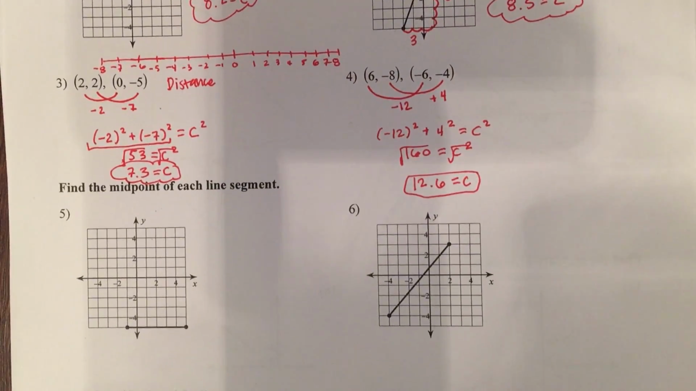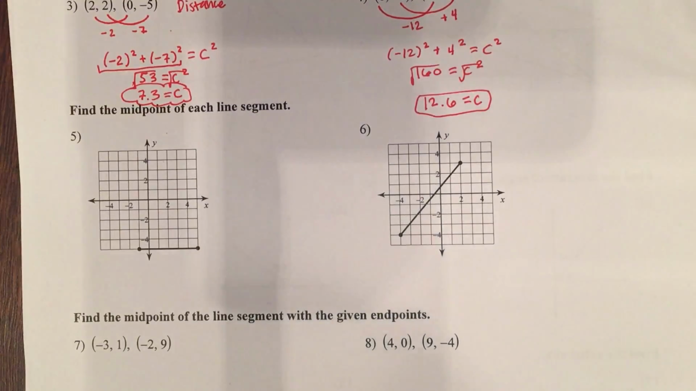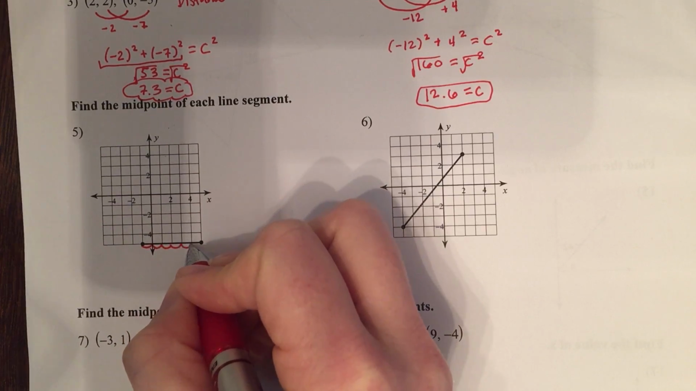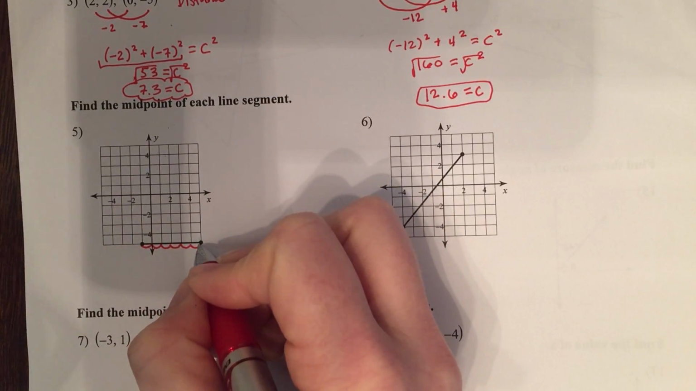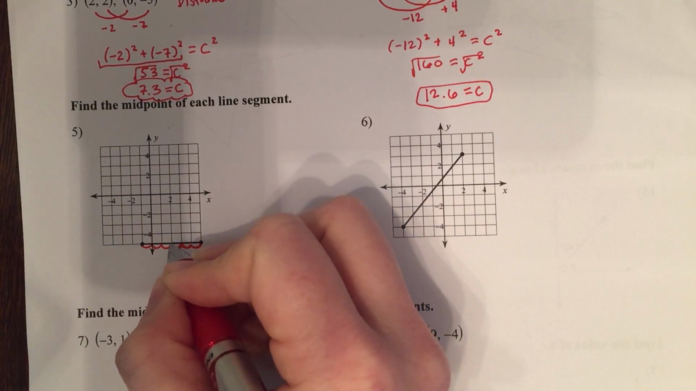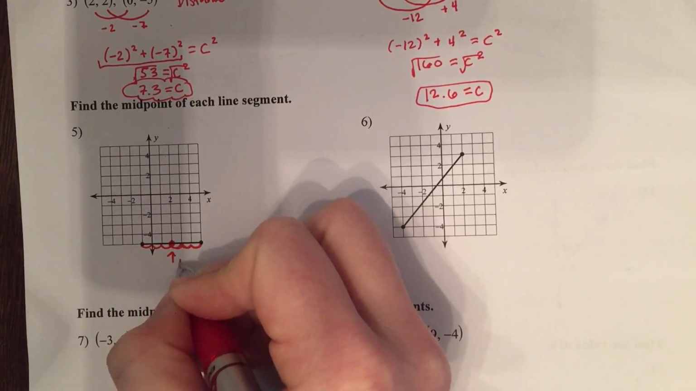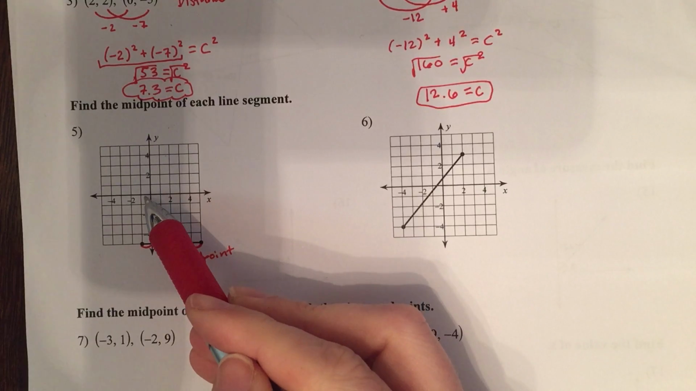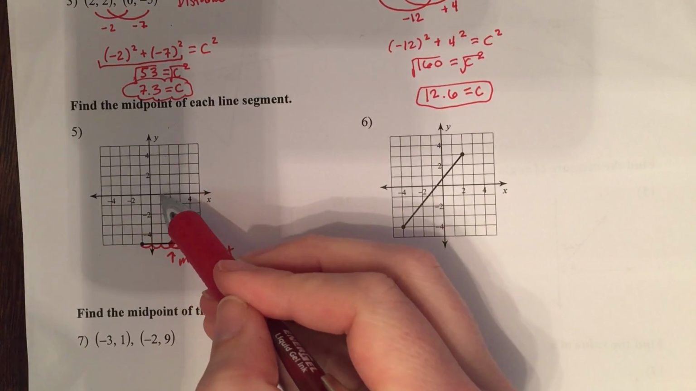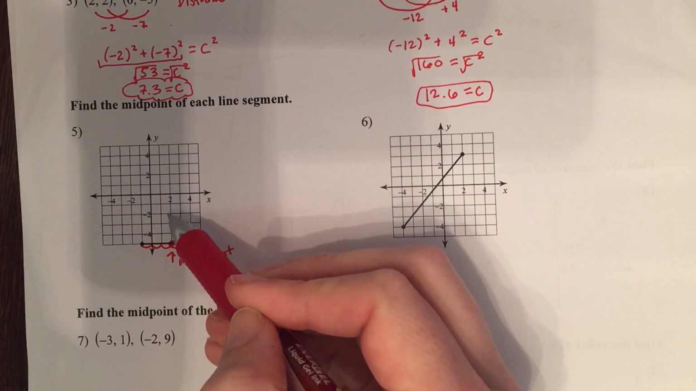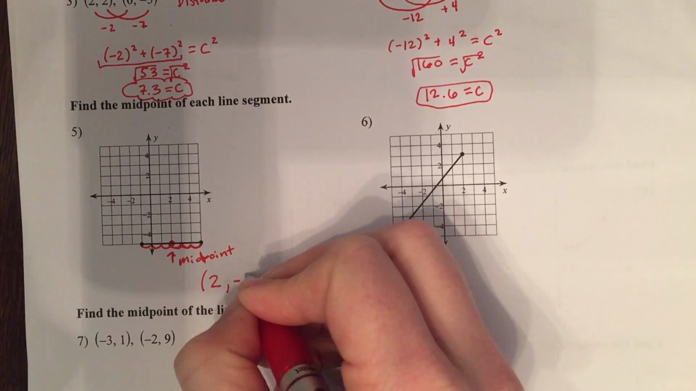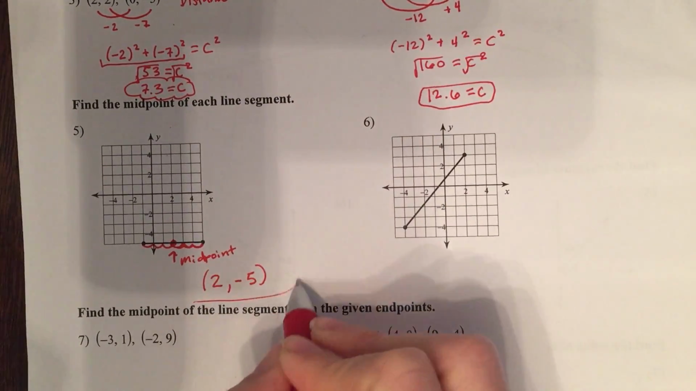Find the midpoint of each line segment. To find the midpoint, I cut the line in half. So if my distance is 1, 2, 3, 4, 5, 6, half of 6 is 3, so I go 1, 2, 3. This is my midpoint, and I have to say where it's at. So from 0, 0, it's over 2, down 1, 2, 3, 4, 5. Over 2, down 5.